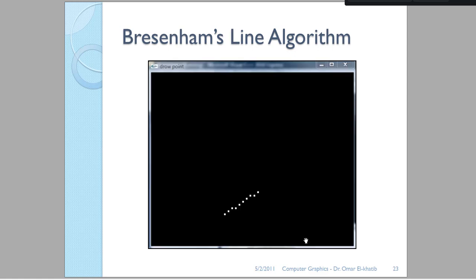Okay, so with this we finish the line drawing algorithm as well. We know how to draw lines using these two algorithms. We will take a short break of 5 minutes and then we will continue after 5 minutes. If you have any question, you can ask me.